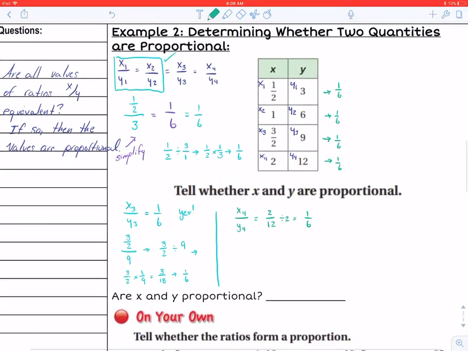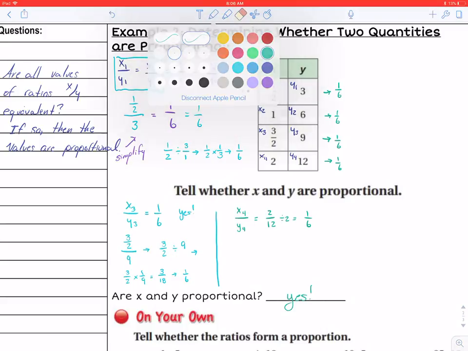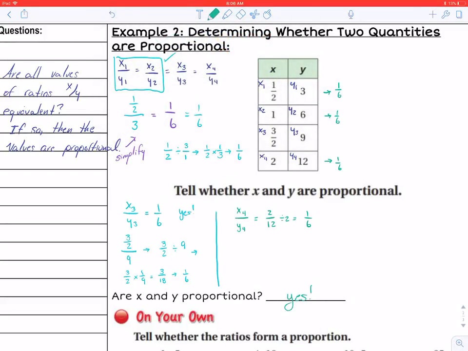And because they all have that same simplest form, we can say that, yes, x and y are proportional throughout the entire table. If we ran into any where we had a different number, let's say that this simplified to something like 3 over 7, then we would say, no, it's not proportional. But because we didn't run into that, we can say, yes, it is proportional.